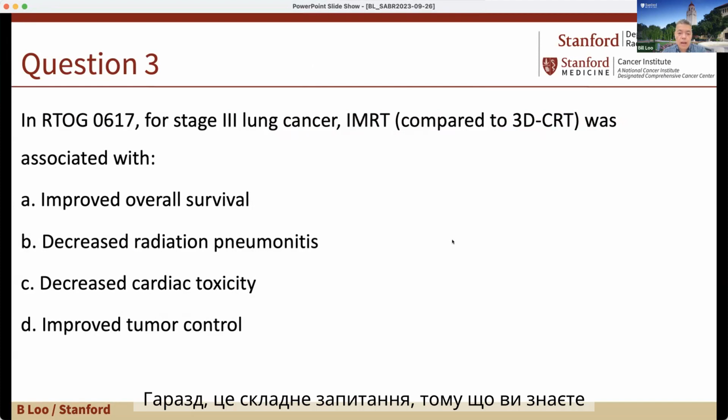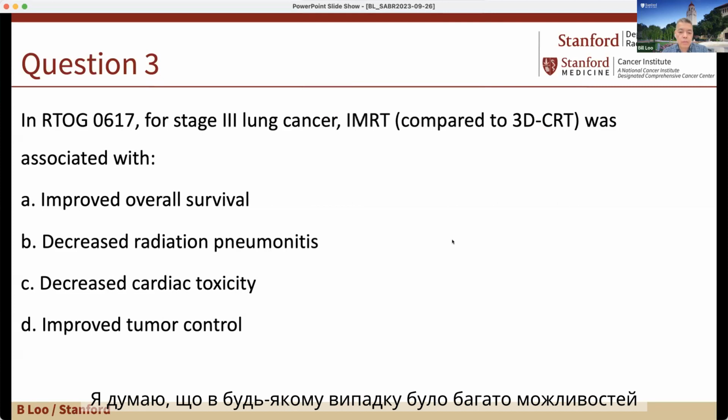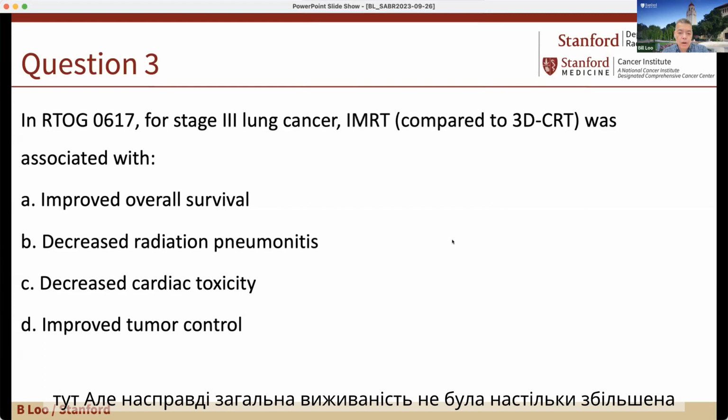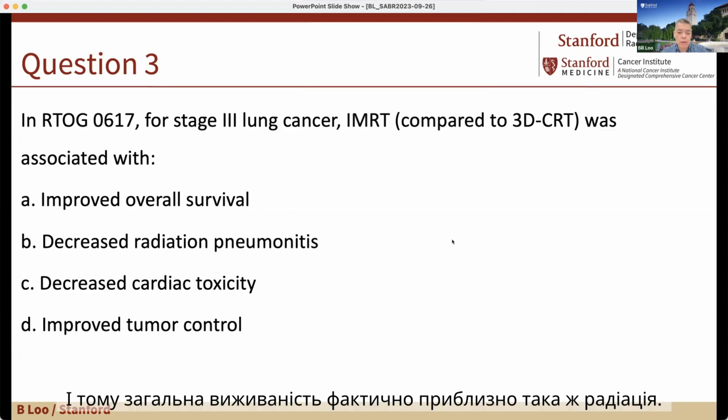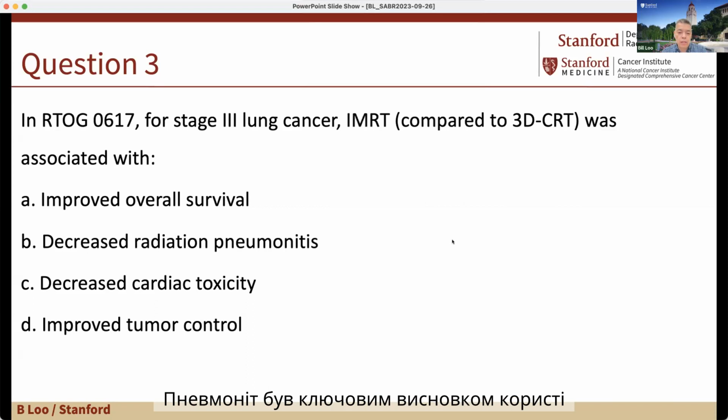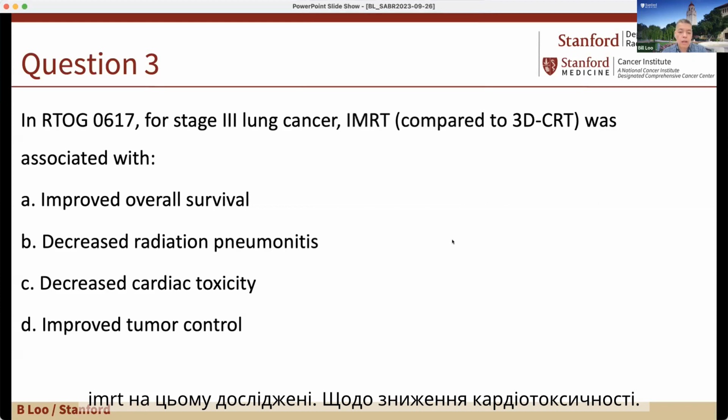Okay, so this is a tricky question because I think there were multiple potential endpoints here, but in fact, overall survival was not as increased because the groups were imbalanced. IMRT actually had more advanced tumors, and so the overall survival was actually about the same. Radiation pneumonitis was the key finding of the benefit of IMRT on that trial.